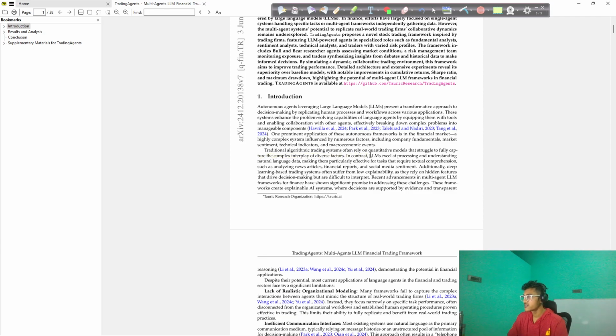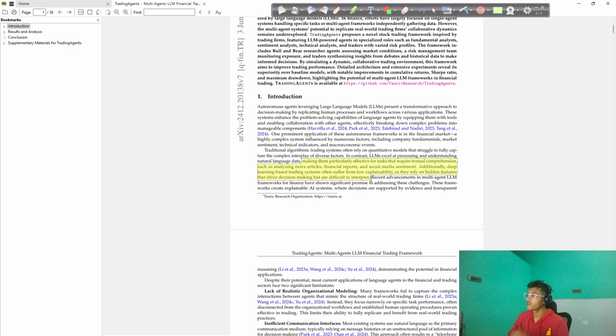So in contrast, LLMs excel at processing and understanding natural language data, which makes them particularly effective for tasks that require textual comprehension, such as analyzing news articles, financial reports, and social media sentiment. Additionally, deep learning-based trading systems often suffer from low explainability as they rely on hidden features that drive decision making but are difficult to interpret.